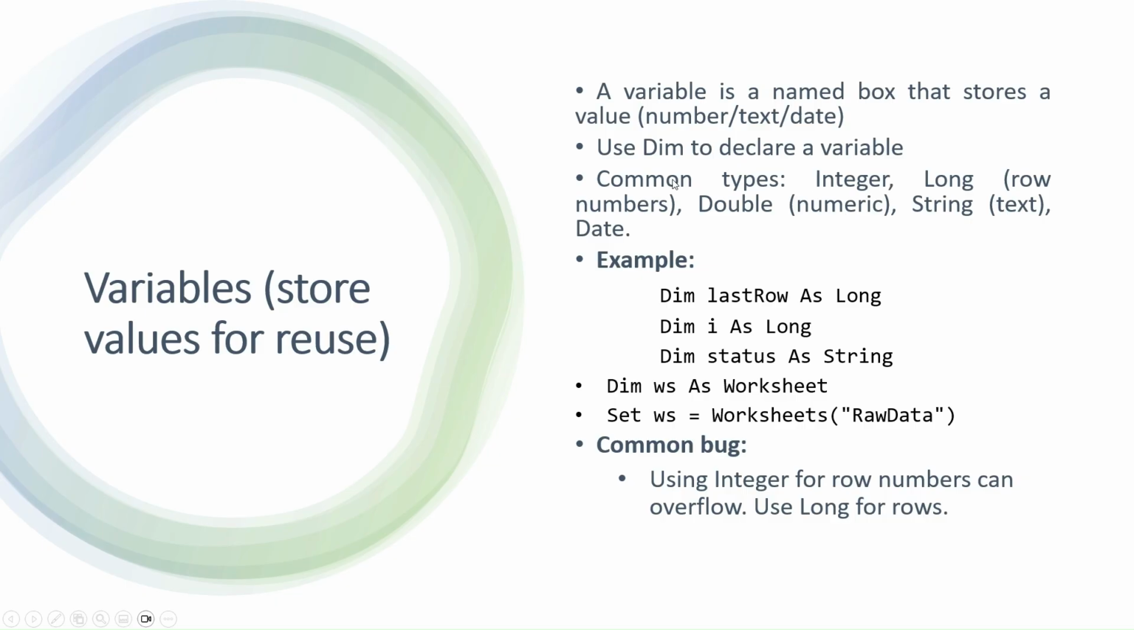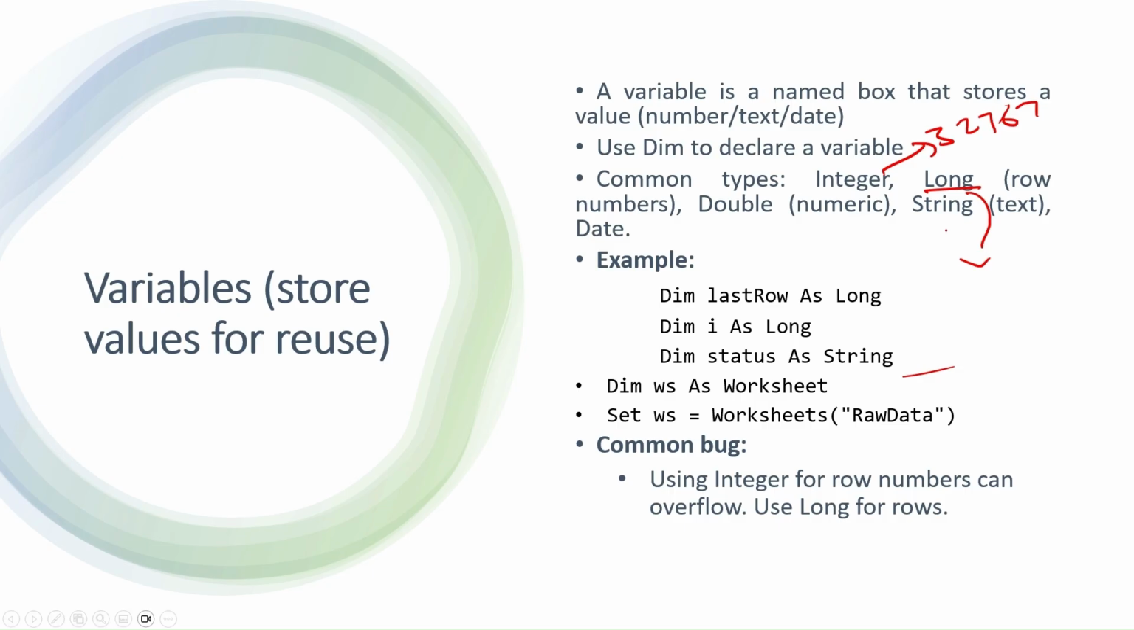And when we talk about variables, there are different types of variable. You have integer and long, which represent row numbers. I'll explain what long is. It's a type of whole number, which is not decimal, that can hold very large numbers. Integer normally can hold up to 32,767 rows, whereas long can go up to 1 million rows.